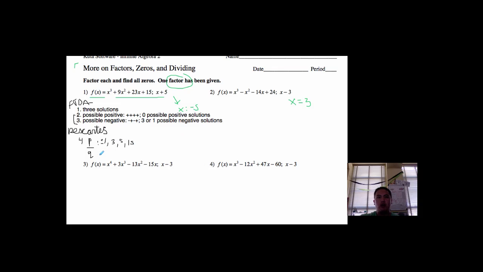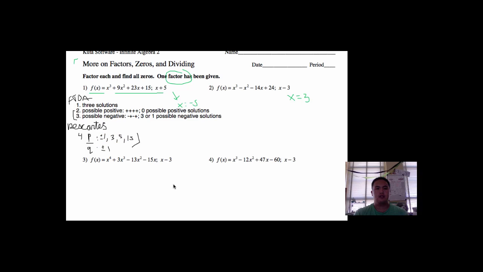Now for q, I want all the possible factors of the first coefficient. The first coefficient is what? Yeah, it's 1. So all the factors of 1 are just 1. Sorry if this is disjointed, but my camera just crashed, so it might not connect. But the last thing I said was the last is 1.